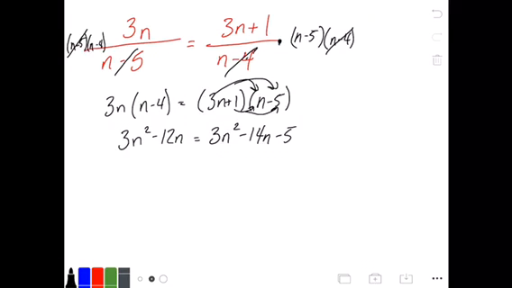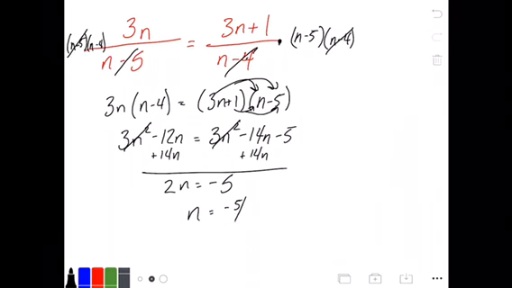Okay, well, this one's convenient. You guys see you have 3n squared on both sides, so if you subtract it, they're going to cancel. And then I'm going to go ahead and add the 14n to both sides. And when I do that and simplify, I get 2n is equal to negative 5. So n apparently is negative 5 halves.